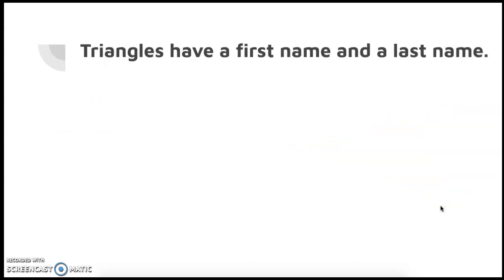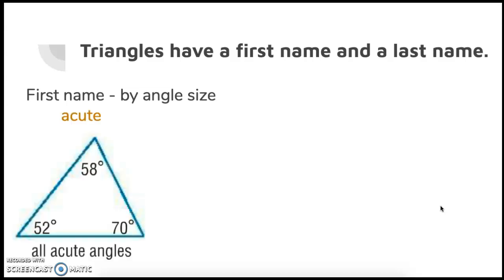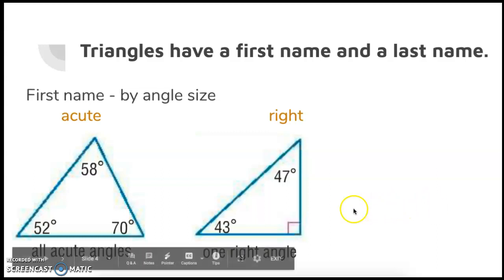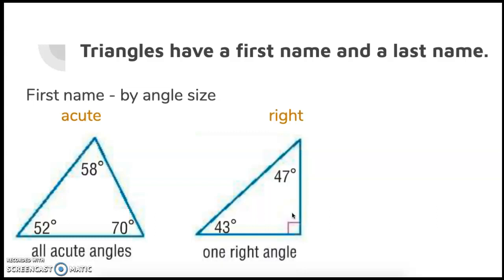When we classify triangles, they have a first name and a last name, and their first name is based off of their angle size. We have three types for this. The first is an acute triangle. An acute triangle has all three angles that are less than 90 degrees. The second one is a right triangle, and a right triangle has one angle that is exactly 90 degrees, and that's this one marked with a square. That tells us that it's exactly 90 degrees and it's a right angle.